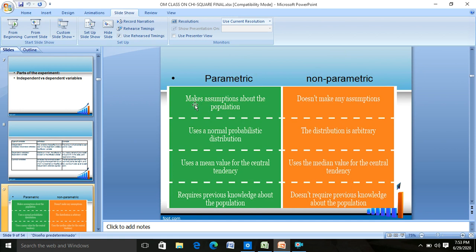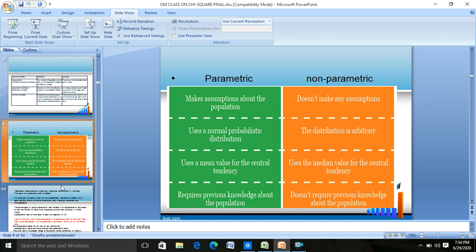In the case of parametric tests, we make assumptions about the population. We use a normal probabilistic distribution and the mean value for the central tendency. It requires prior knowledge about the population, or precisely the population parameters. In the case of non-parametric tests, which are mainly meant for attributes, it doesn't make any assumptions. The distribution is arbitrary, applicable for variables which are qualitative in nature. It uses the median value for the central tendency, and it doesn't require previous knowledge about the population.